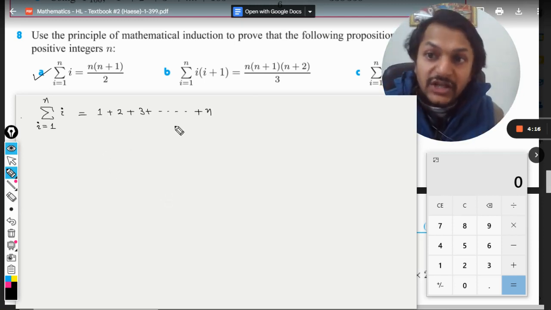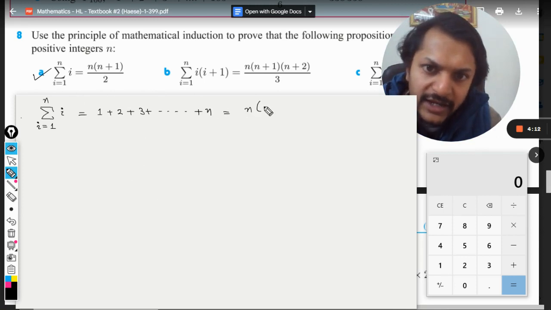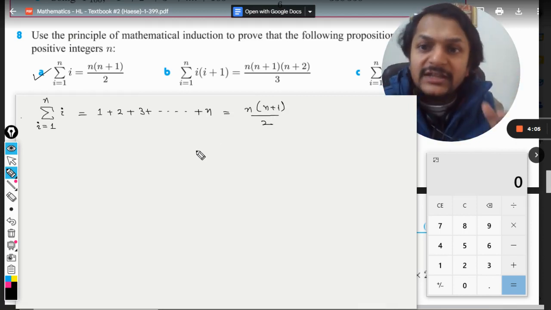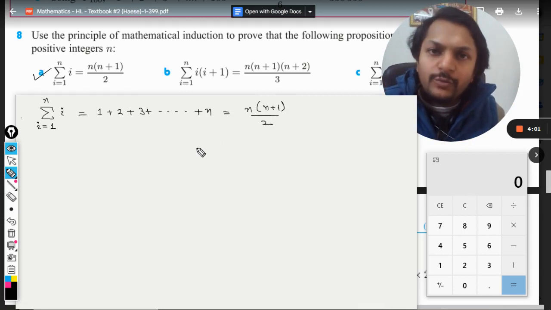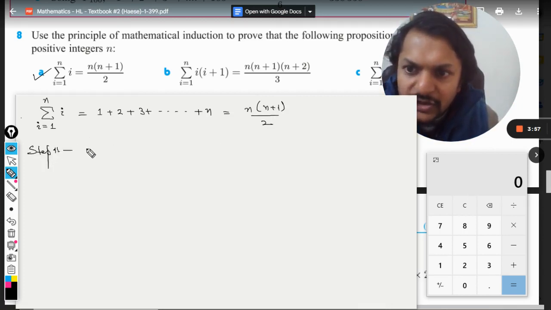Okay, so this is how we do it, and this thing is equal to n into n plus 1 divided by 2. So this is our proposal, that this is equal to n into (n plus 1) by 2, and we have to prove it by mathematical induction. So first of all, step number 1: we are substituting n equal to 1.